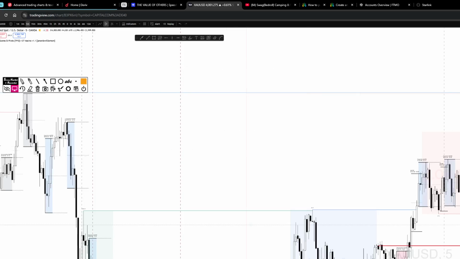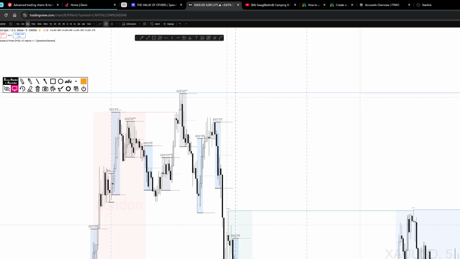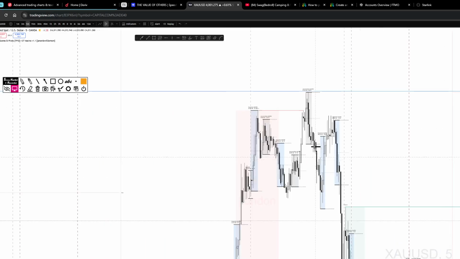and then we came all the way back down because this would have been an internal high that we ran, couldn't stay above it, and we just came back down into the range and consolidated to end the day. So that is it for gold.